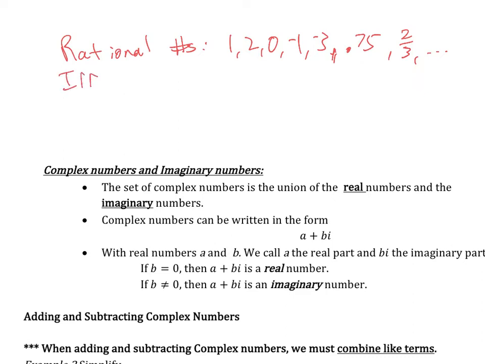Irrational numbers we've been introduced to. Those are numbers like the square root of 2, square root of 3. These are decimals that don't end and don't repeat. Pi is an irrational number. So we have a lot of different square roots, and then some other unique ones like pi. Those don't mix. So in the world of numbers, we have rational numbers.